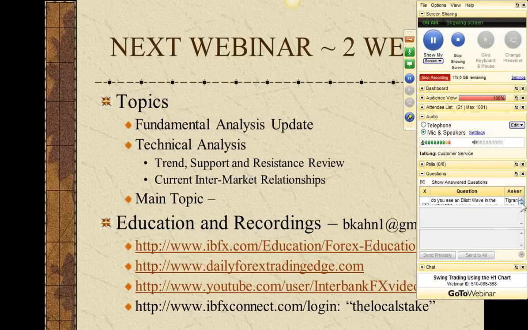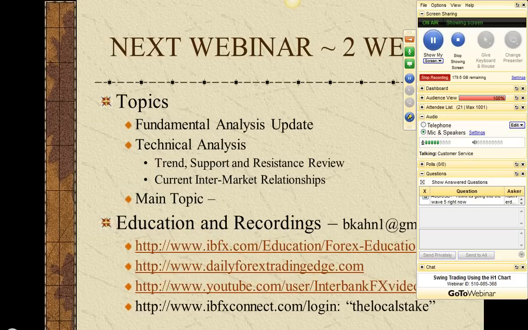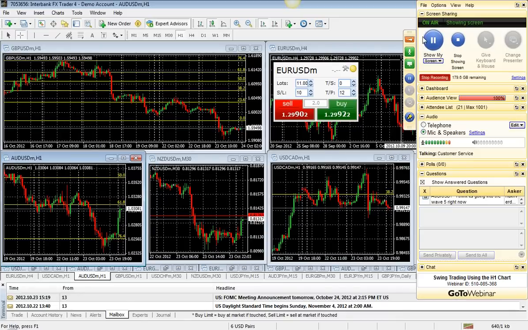Someone's asking, do you see an Elliott wave in the Aussie US dollar? I think it's going into the wave 5 right now. I've got to admit, I'm not the biggest user of Elliott waves. I keep it really simple. I think Elliott waves and counting them out can get pretty complicated, and I like to keep things even simpler than that. But some people, like I said, use them, and they use them very well.